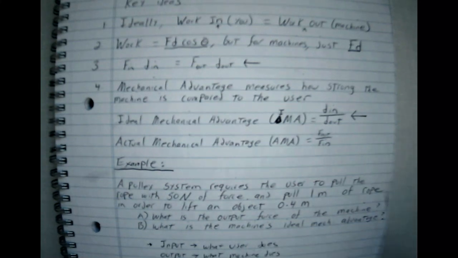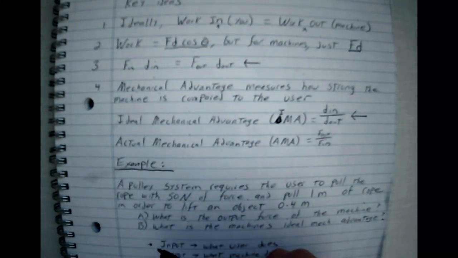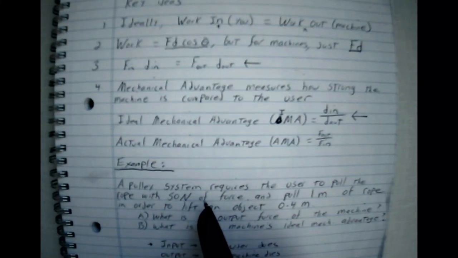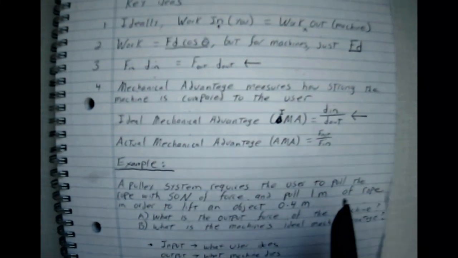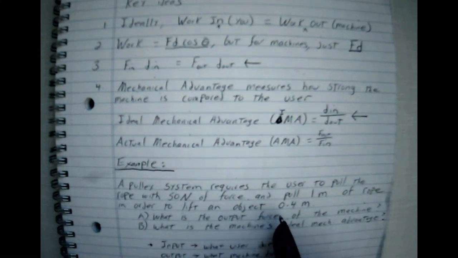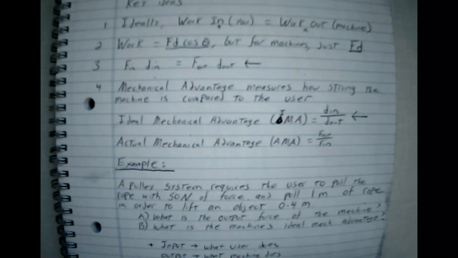Okay, so I want to go through this example problem here, and we'll work through it together. All right, so it says a pulley system requires the user to pull a rope with 50 newtons of force and pull 1 meter of rope in order to lift an object 0.4 meters. Question A says, what is the output force of the machine? And question B, what is the machine's ideal mechanical advantage? All right, so we're going to answer these 2 questions.